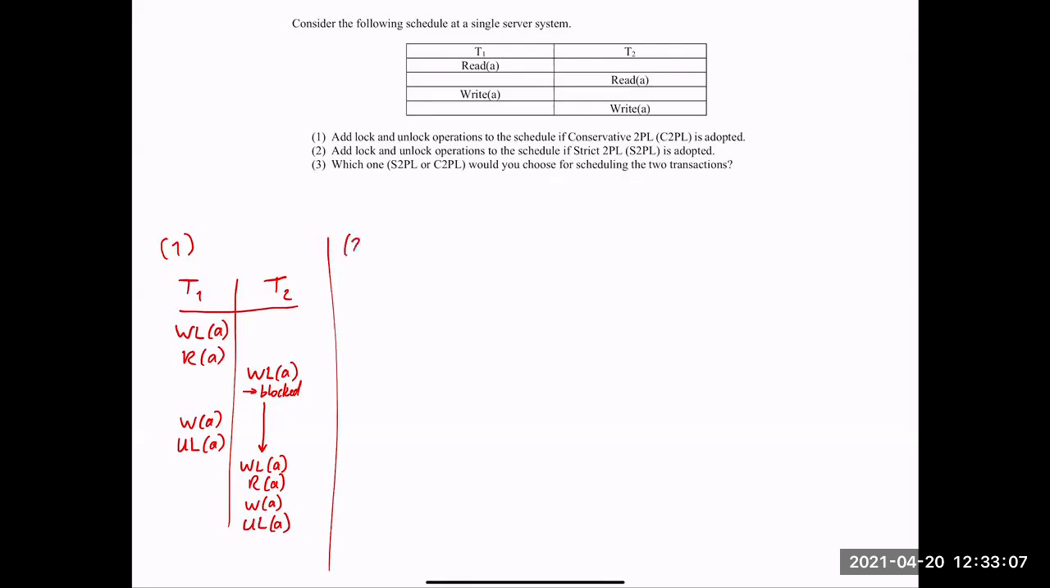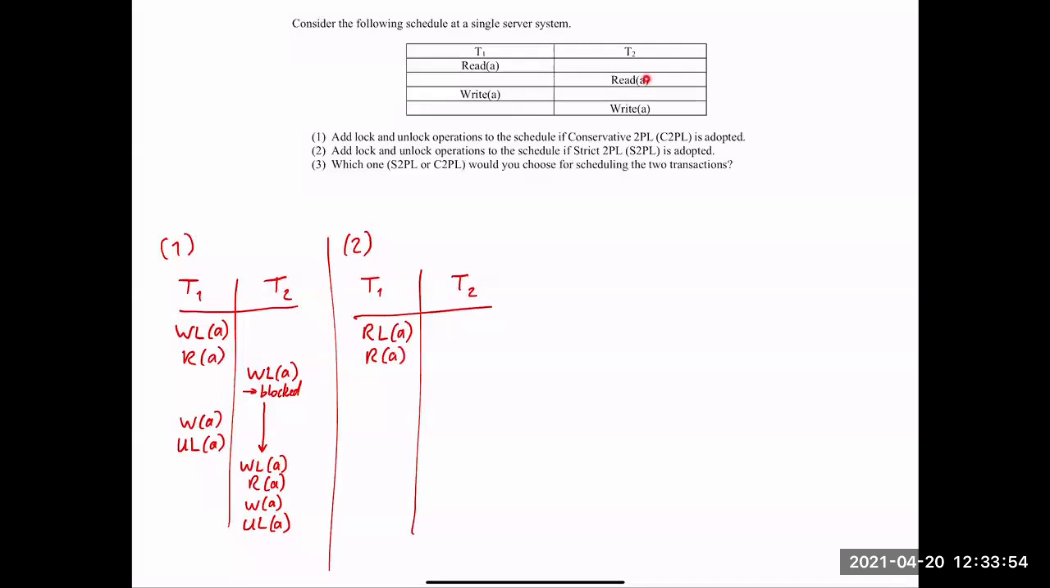All right, let's move on to part 2. Now we're going to do the exact same thing, but with strict two-phase locking. Okay. So what kind of lock am I going to acquire for this read here? A read lock, exactly. Because now in strict two-phase locking, we can acquire the locks gradually over time as we need them. And then we get to read A.